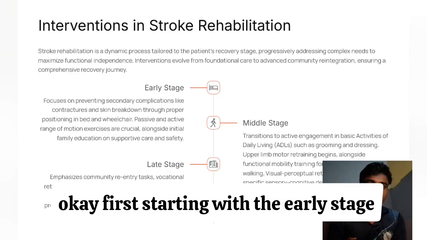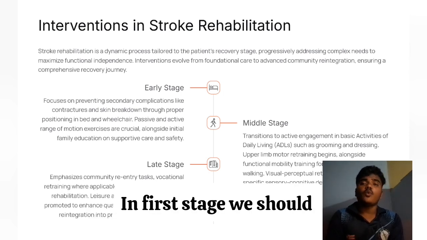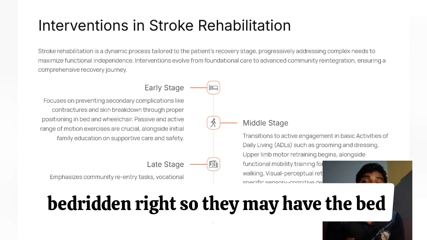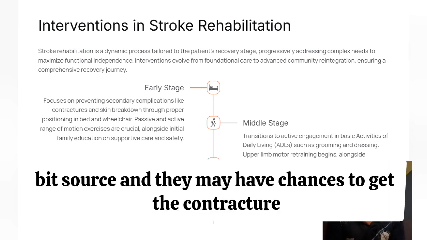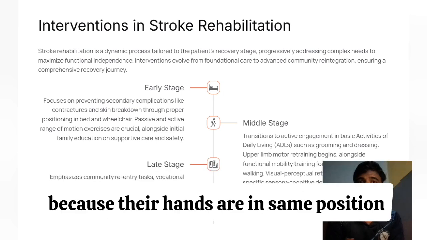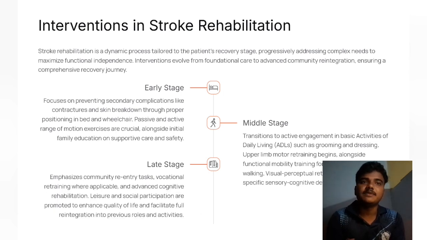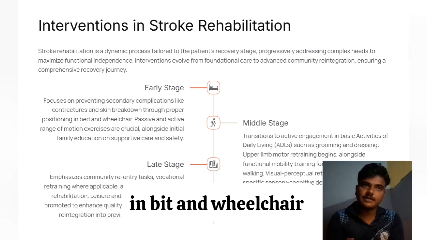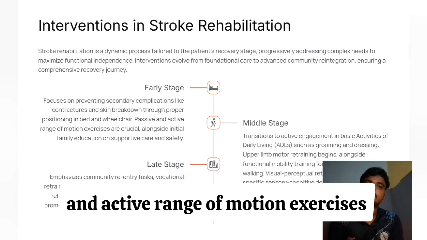Starting with the early stage, we are dividing the intervention process into three stages. In the first stage, we should prevent complications. What are the major complications? They are bedridden, right? So they may have bed sores, and they may have chances to get contractures because their hands are in the same position. So we have to focus on contractures and bed sores. For this, we have to focus on proper positioning in bed and wheelchair. And also for contractures, we have to focus on passive and active range of motion exercises.